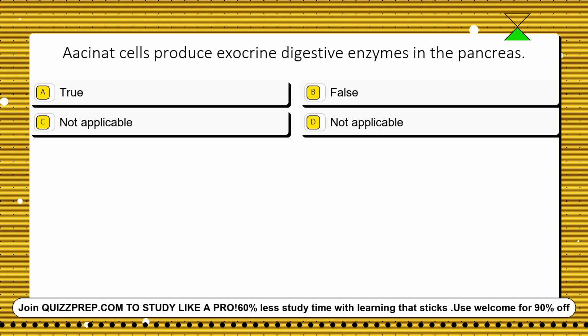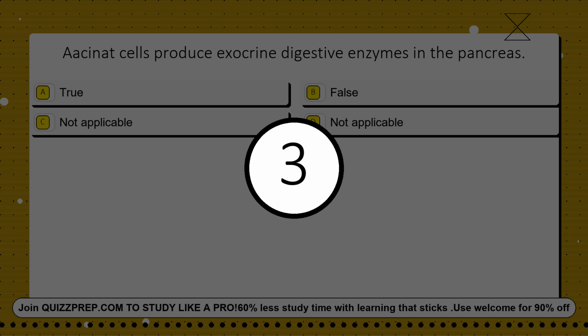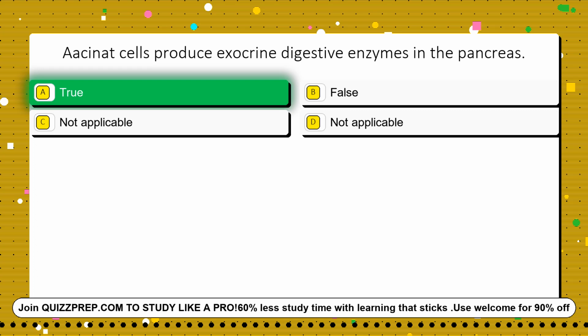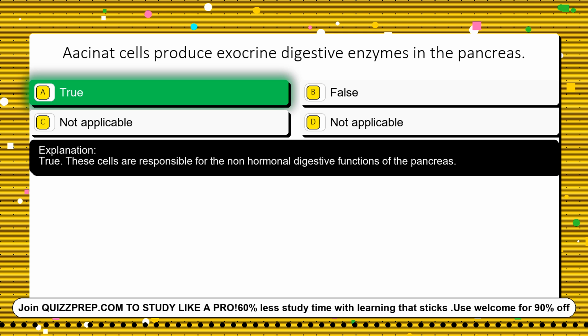Question 107. Eosinate cells produce exocrine digestive enzymes in the pancreas. Option A, true. Option B, false. Option C, not applicable. Option D, not applicable. The correct answer is option A, true. True. These cells are responsible for the non-hormonal digestive functions of the pancreas.